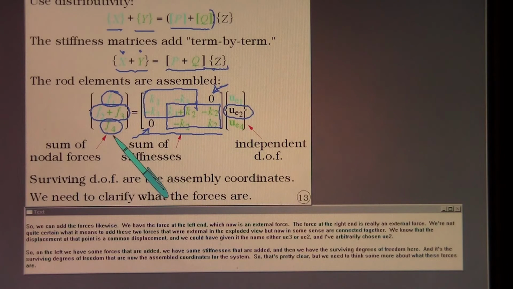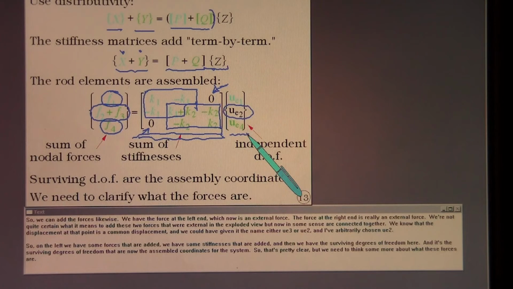So on the left we have some forces that are added, we have some stiffnesses that are added, and then we have the surviving degrees of freedom here. And it's the surviving degrees of freedom that are now the assembled coordinates for the system. And so that's pretty clear. This is pretty clear, but we need to think some more about what these forces are.